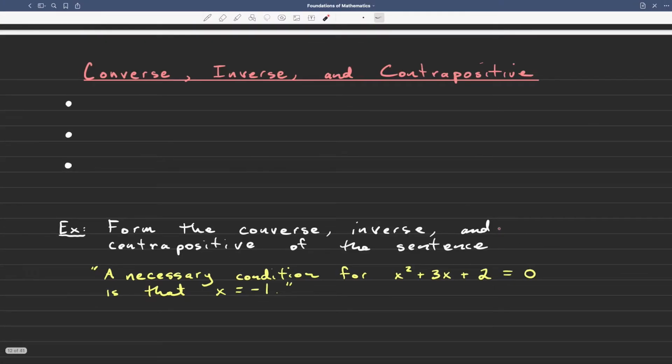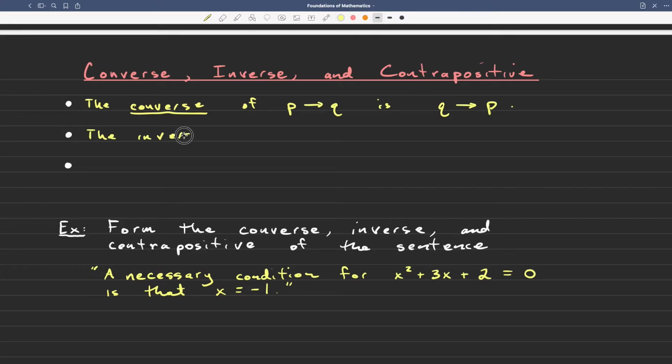We'll get there soon enough. So the next thing to talk about are the converse, inverse, and contrapositive of a conditional statement. The converse of if P then Q is if Q then P. Whenever you just reverse the hypothesis and the conclusion, the resulting object is called the converse.